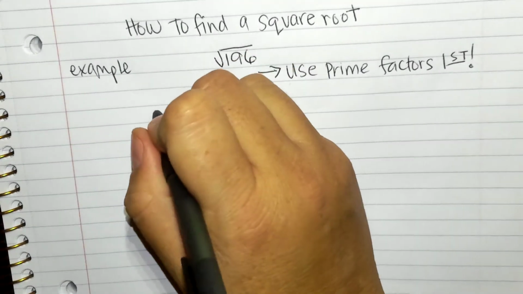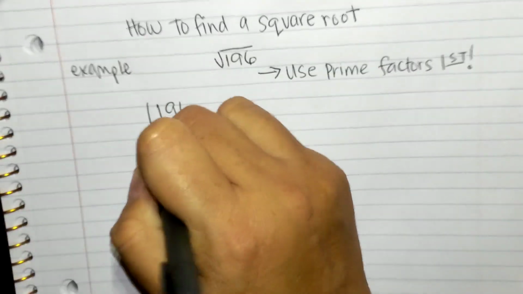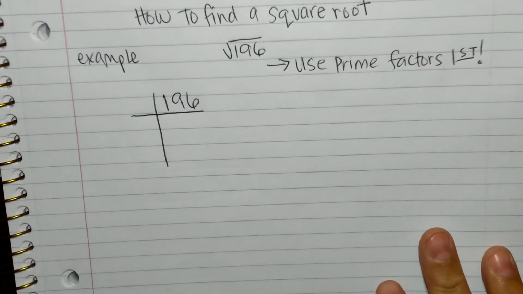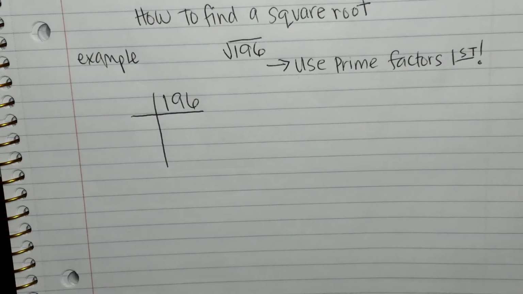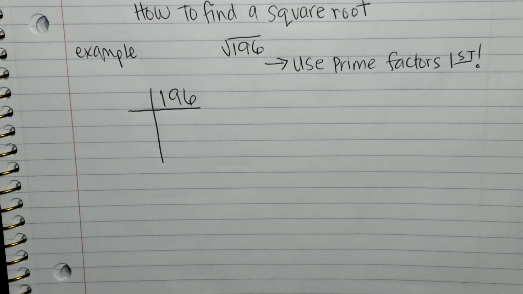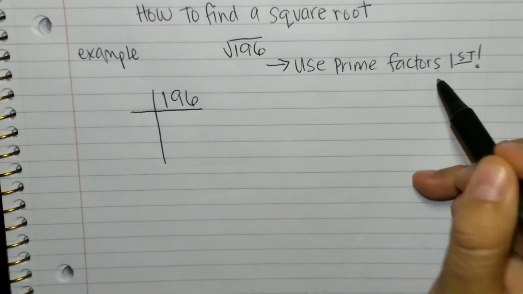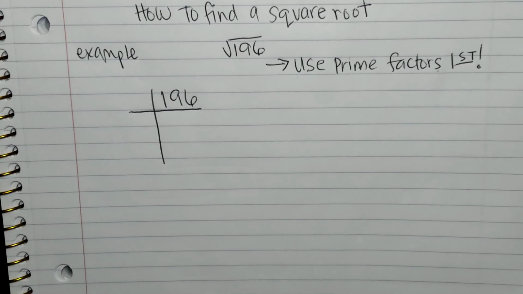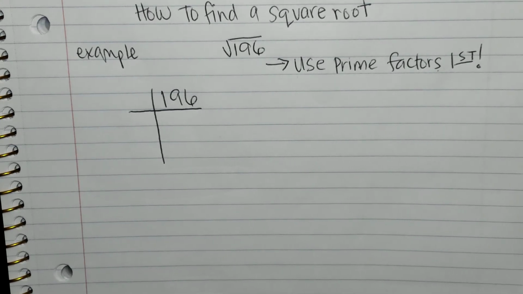So I'm going to put 196 into my ladder. And if you want to use the tree method, you use the tree method. I already told you that one is confusing to me. So we're going to use prime factors first and only. And the reason why we do that is because we're going to have to make two groups at the end. Alright, so first let's start with breaking this down.